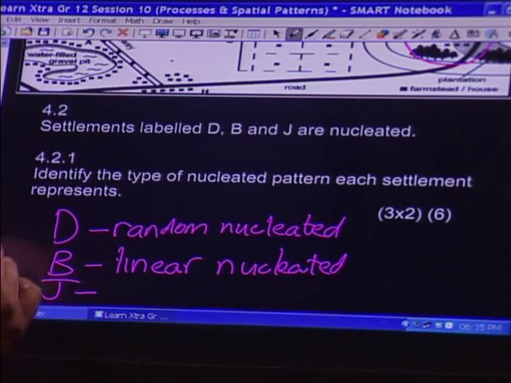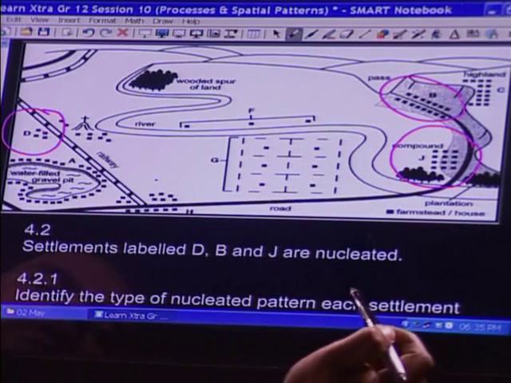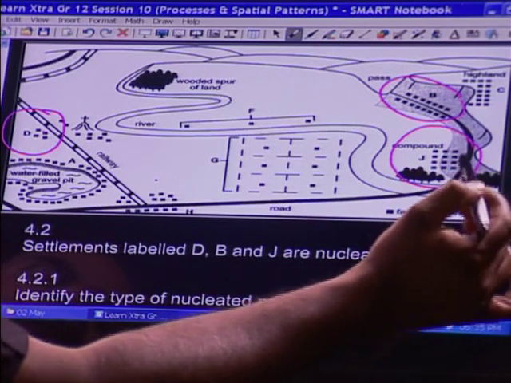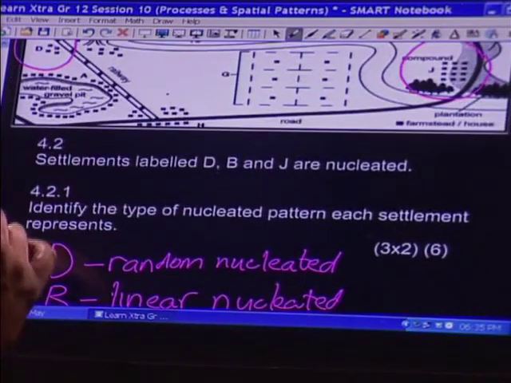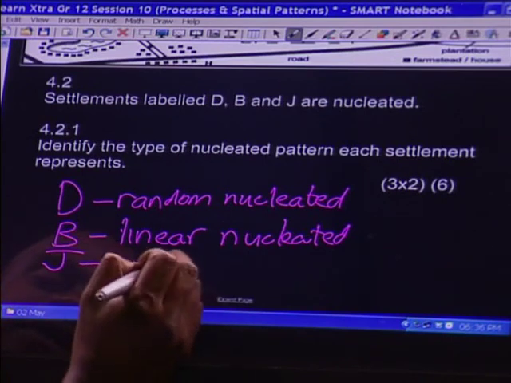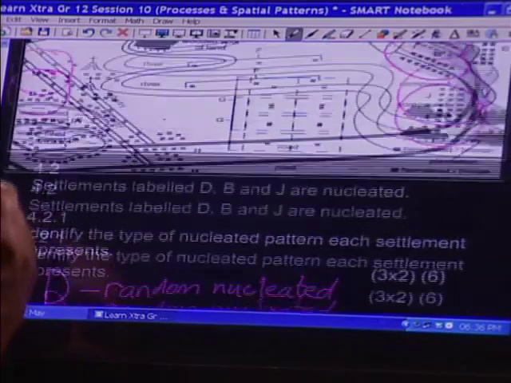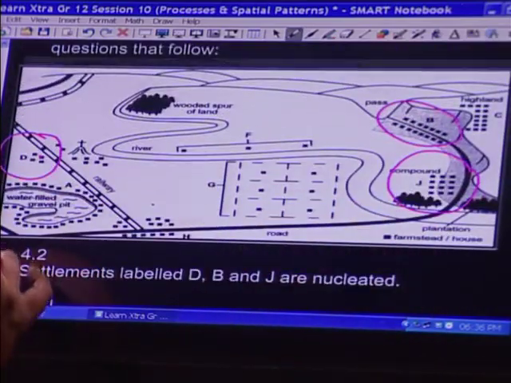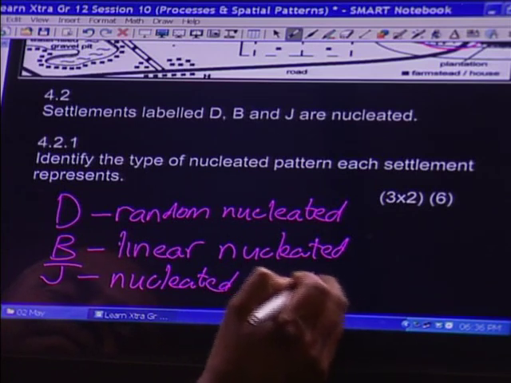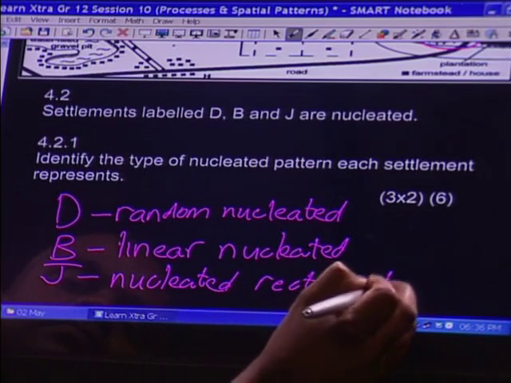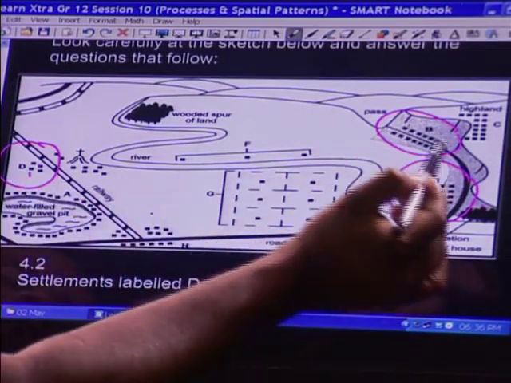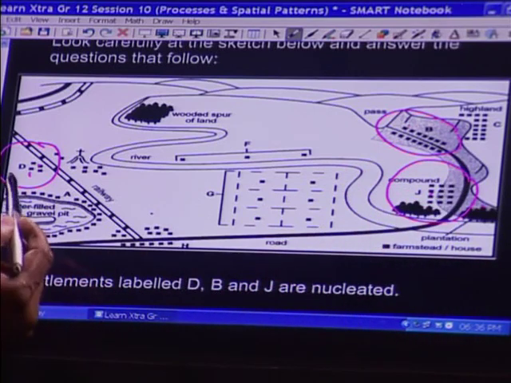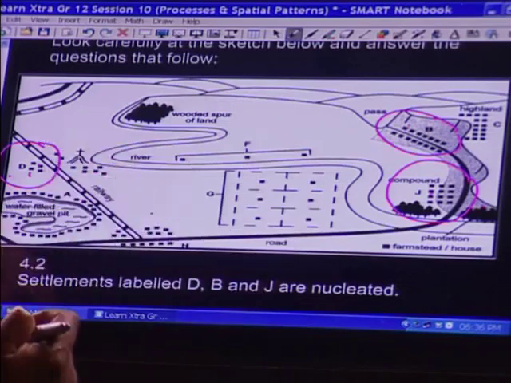Settlement J is a compound, and in this example, it is located again along the foothills of this high-lying area. Settlement J is nucleated. But what type of nucleation? Rectangular. So in this example, we have various examples of nucleation. However, there are physical and social aspects that have influenced the shapes of these nucleations. Moving on to the next question.